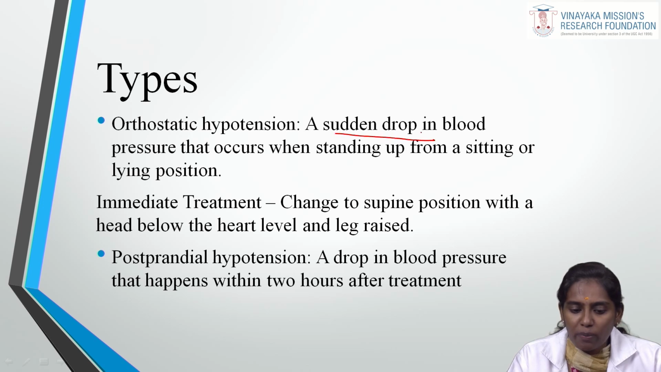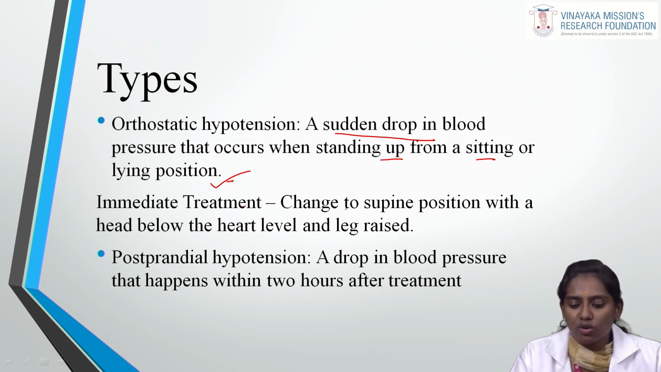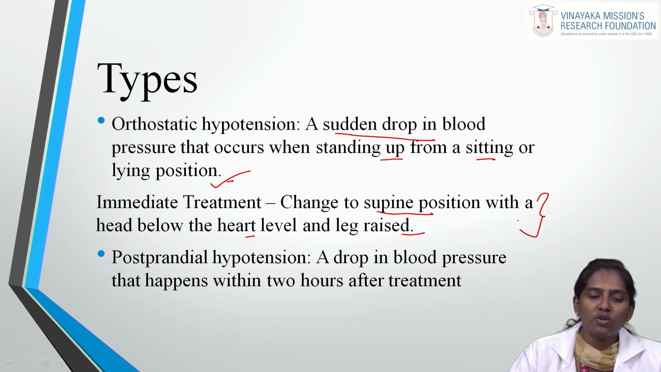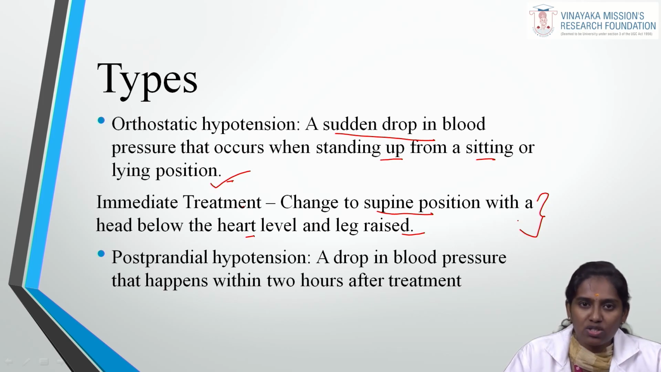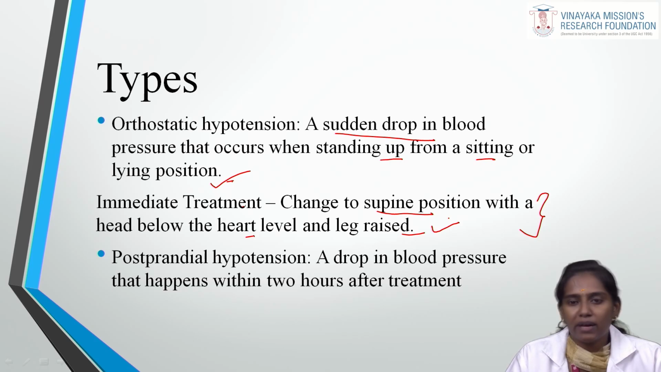That type of hypotension is called orthostatic hypotension. It is a sudden drop in blood pressure that occurs when standing up from a sitting or lying position. Suddenly when you stand, when you have giddiness and a tendency to fall, that is called orthostatic hypotension. At that time, how can you treat that patient? You should change them to the supine position with the head below the heart level and legs raised. By this position you can immediately relieve the hypotension and reduce the giddiness. When you make them lie down and raise the legs, immediately the pressure will come back to normal.